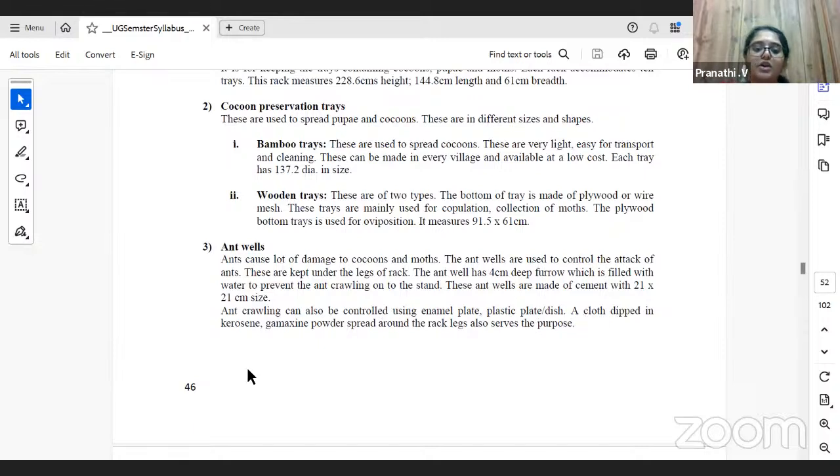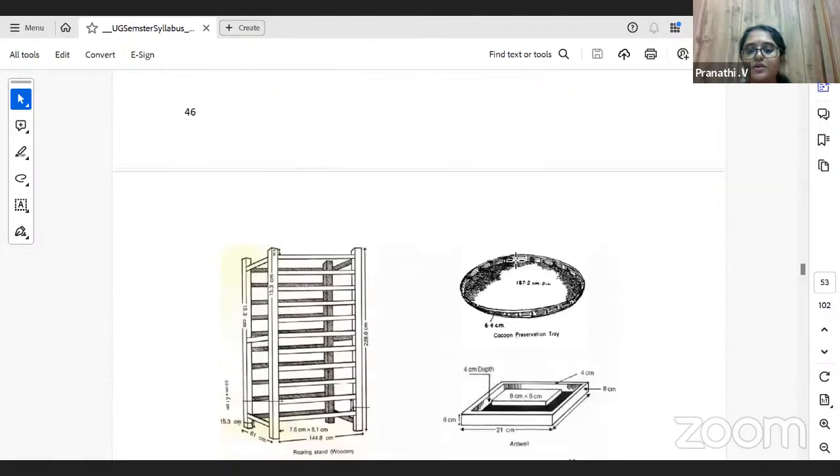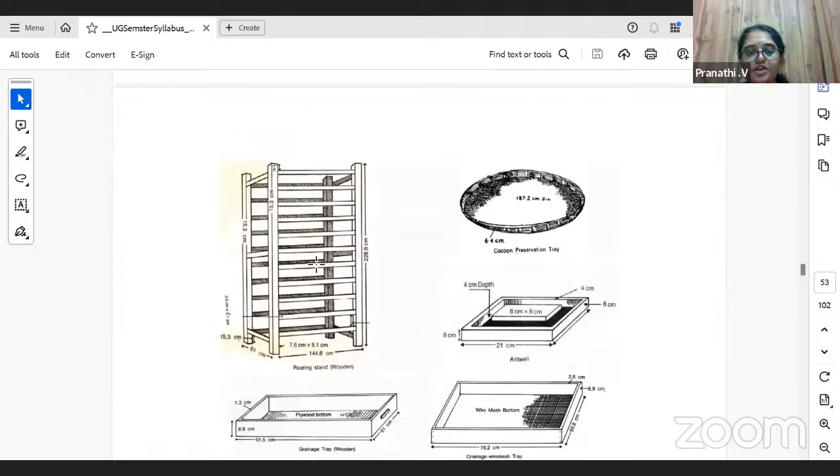So cloth dipped in kerosene and gamaxine. Gamaxine is known as your 666 or lindane also. This is going to be spread around the racklets. This is also going to serve the purpose. So this is how the cocoon preservation tray is.